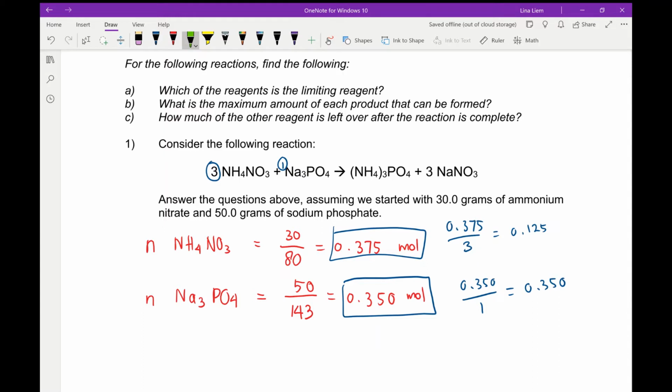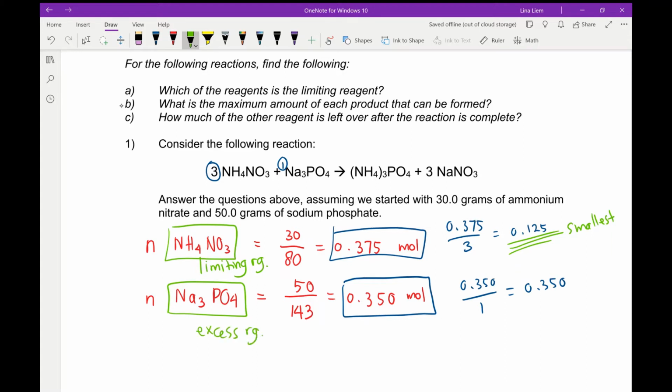Now, this number is the smallest number of the two, and that shows you that ammonium nitrate is the limiting reagent, whereas sodium phosphate is our excess reagent.